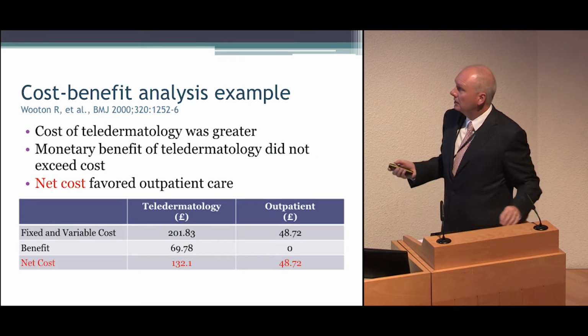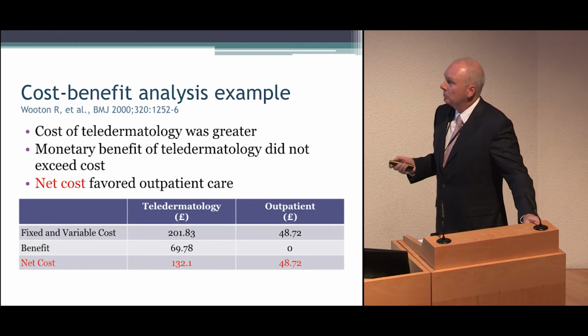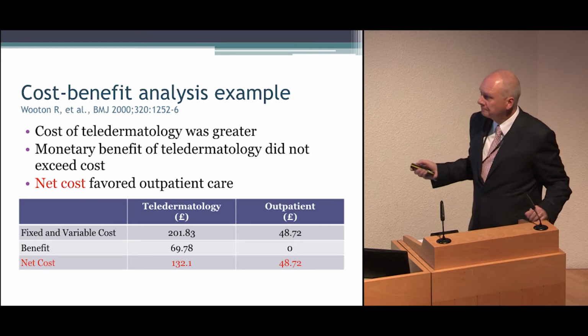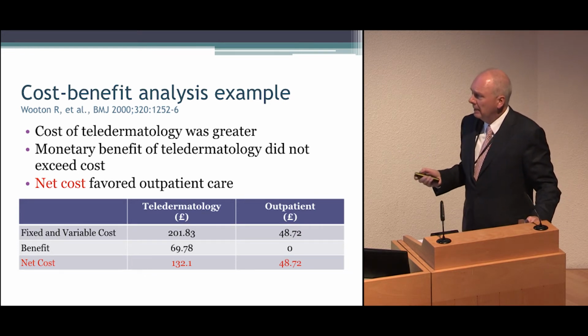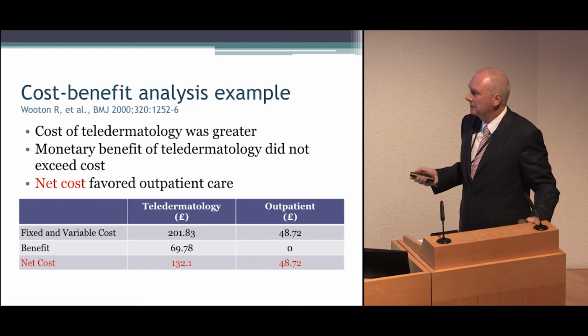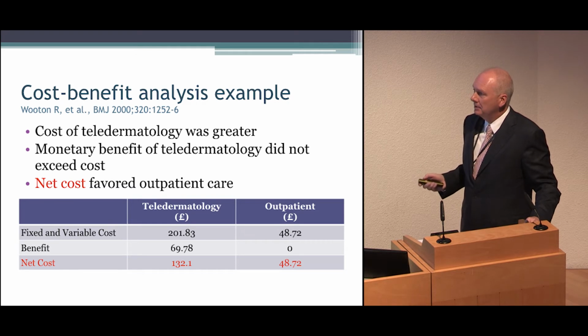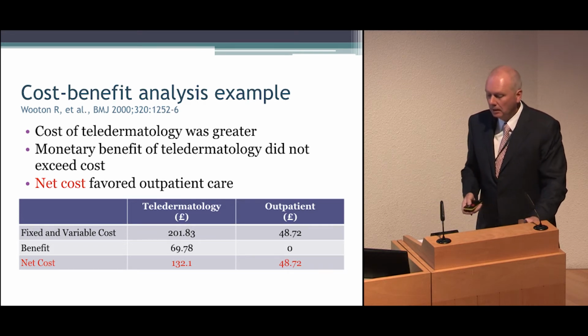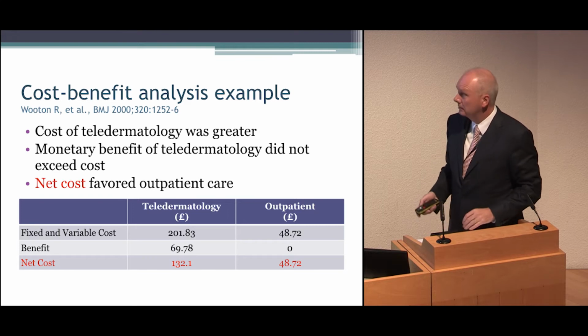So teledermatology in this analysis was more costly, 201 pounds versus 48 pounds for outpatient care. The benefit was 69 pounds. Of course, that benefit didn't confer on the outpatient side. So the net cost in this study of teledermatology was 132 pounds versus the net cost of outpatient care of 48 pounds. Obviously, the net cost favors outpatient care in this example.